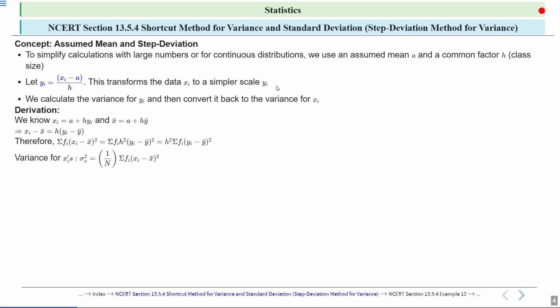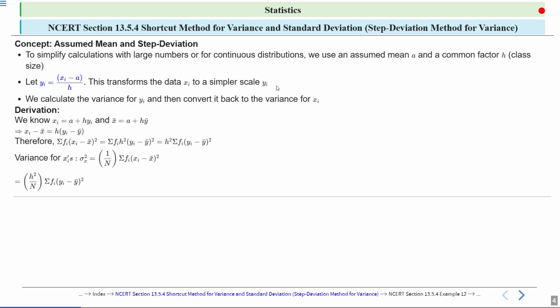Now to find the variance for xi, we use the formula sigma x square equal to 1 divided by n times sum of fi into (xi minus x bar) whole square, where n is the total frequency. This is the standard formula for variance.